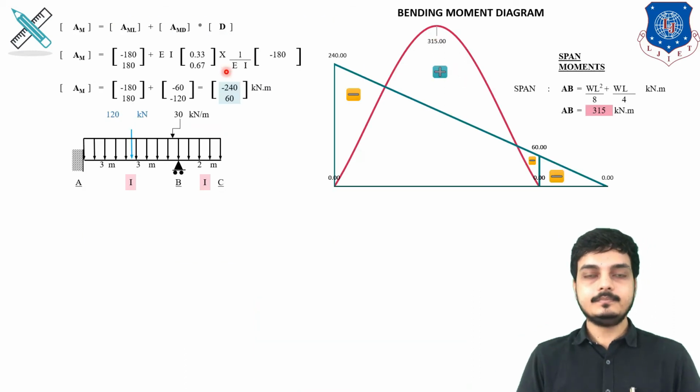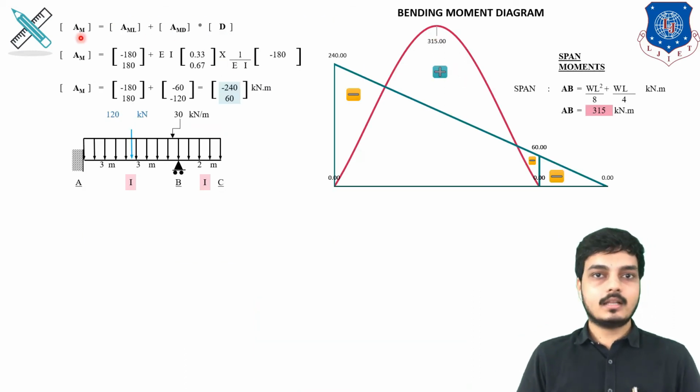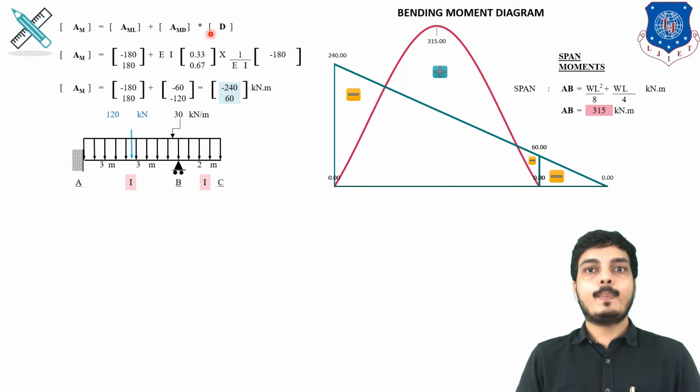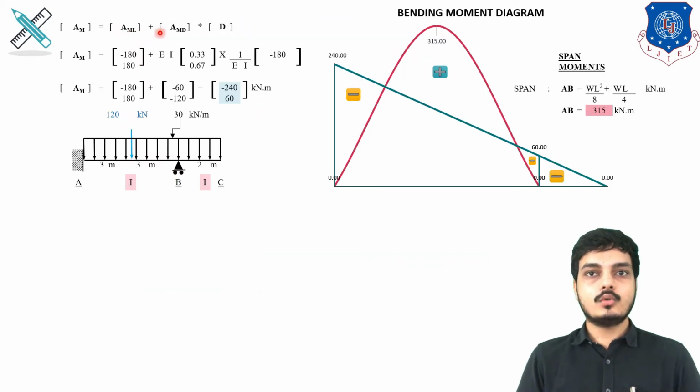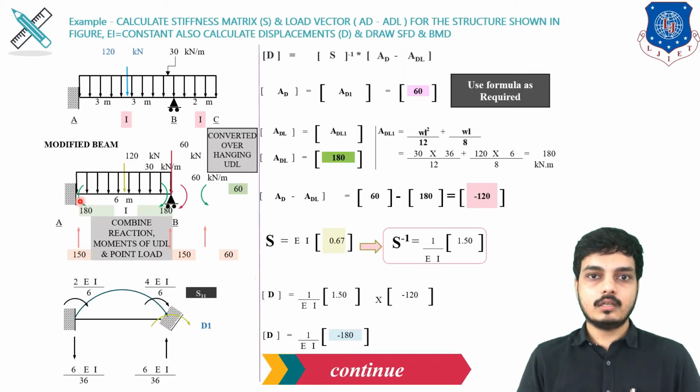Now here, AM is nothing but AML plus AMD into D, which we have found out previously, which is 180. AMD and AML, as you can see, AMD is due to displacement and AML is due to loading. This is minus 180 and plus 180.